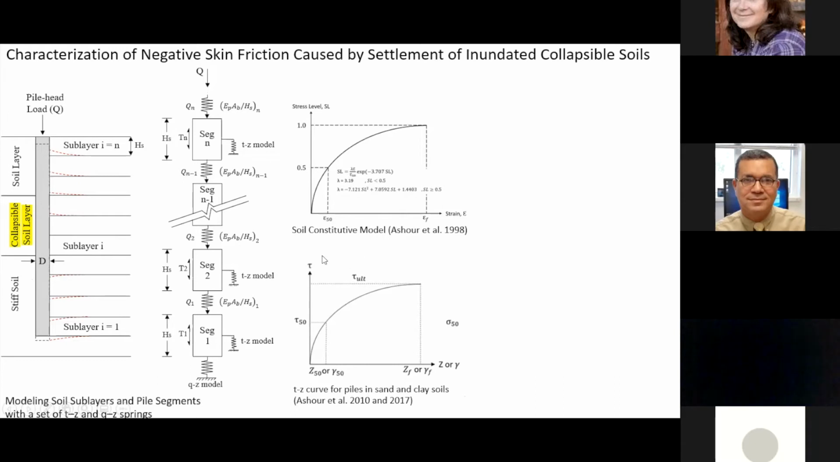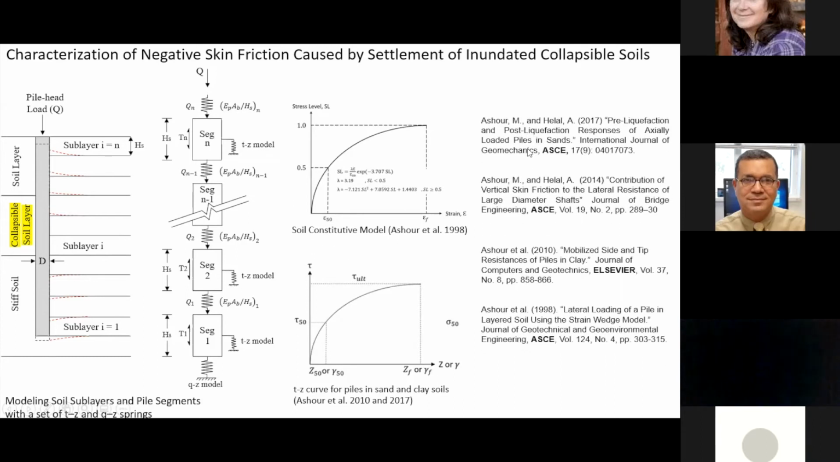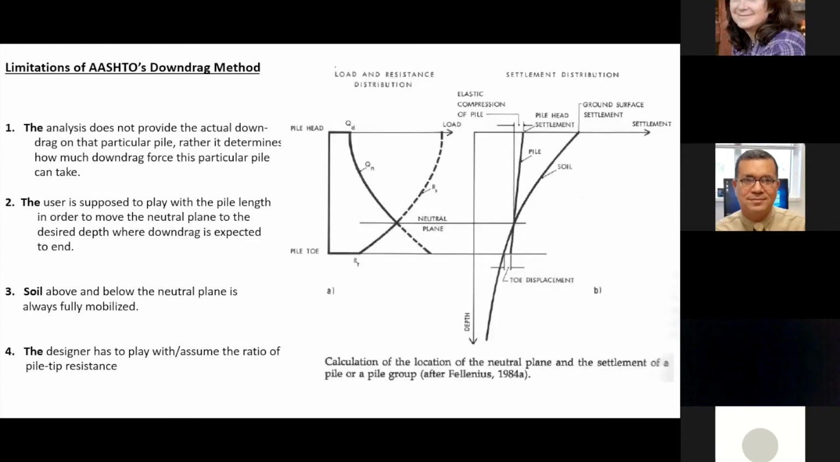This is number one. Number two, this is also our TZ model that we developed before. We are using it in the analysis model. This is a list of the publications that already address this kind of constitutive model or soil stress strain curve and the TZ model. Okay, now we can characterize the problem. We have the tool or the tools that will allow us to analyze or to build that model.